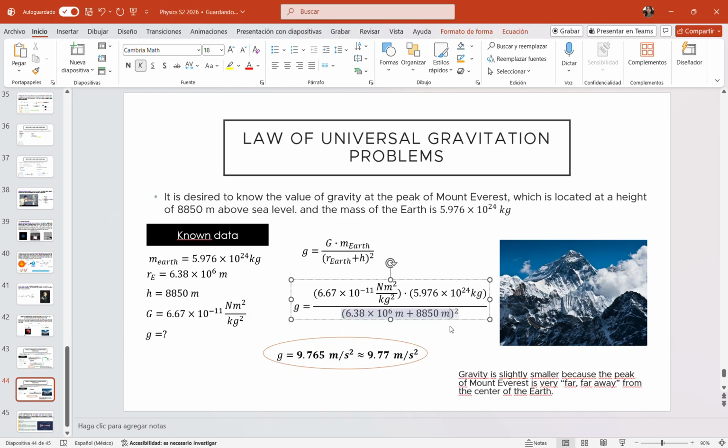As you can notice, this is not a very different result from the gravity that we have on Earth. But remember that since Mount Everest or some mountains are far from the center of the Earth, the gravity can vary a little bit.